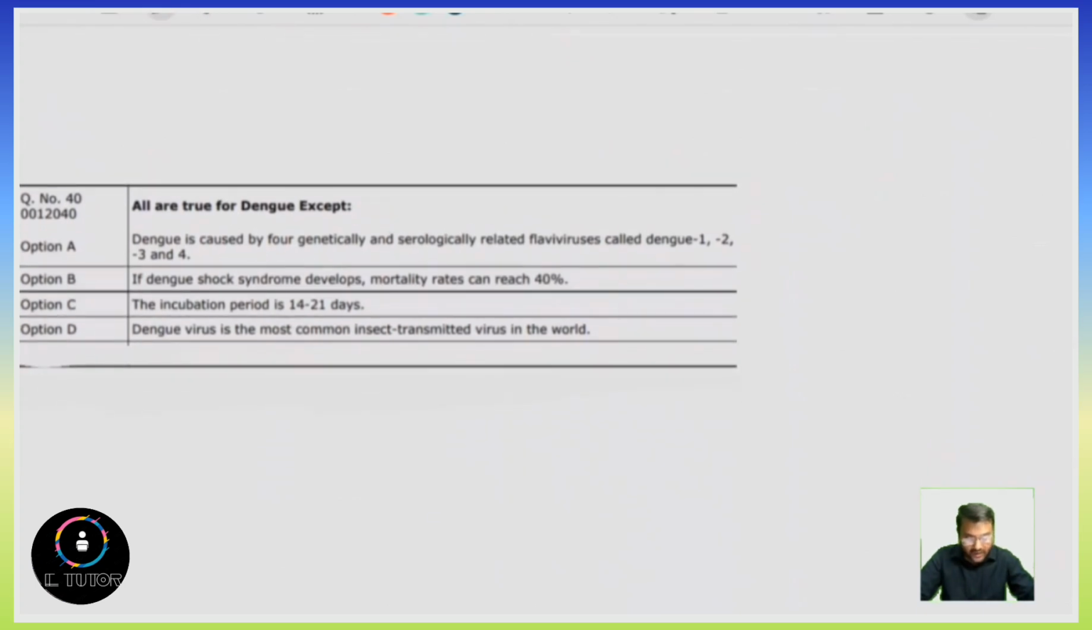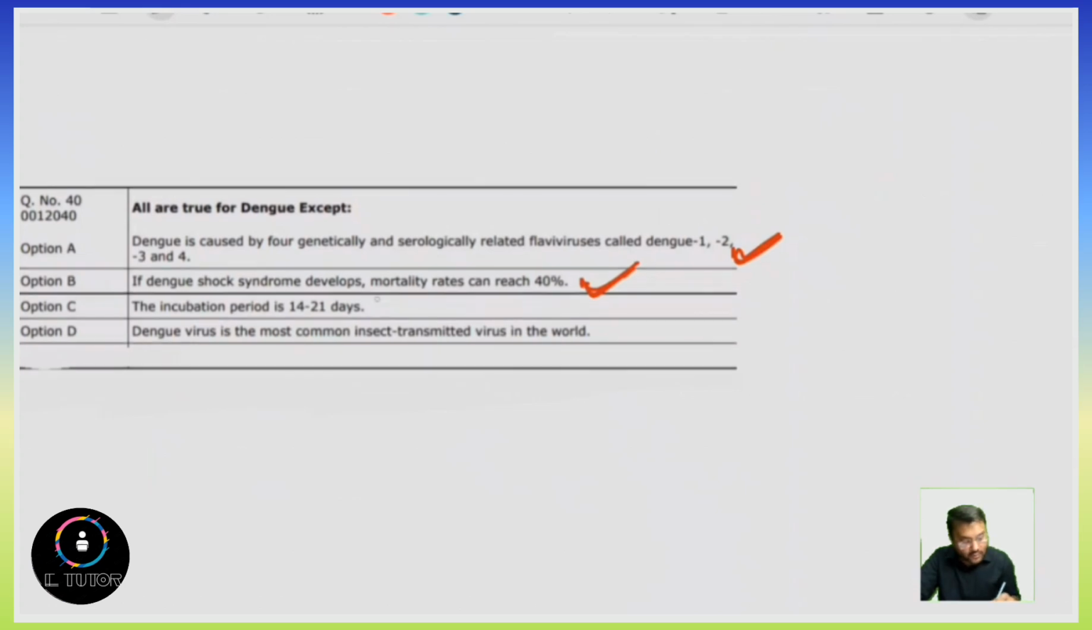All are true for dengue except: dengue is caused by 4 genetically and serologically related flaviviruses called dengue 1, 2, 3, 4. This is true. 4 serotypes are there for dengue. In dengue shock syndrome, mortality rates can reach 40%. This is also true. The incubation period for dengue is 14 to 21 days. No, this is not true. For dengue, incubation period is between 5 to 6 days.